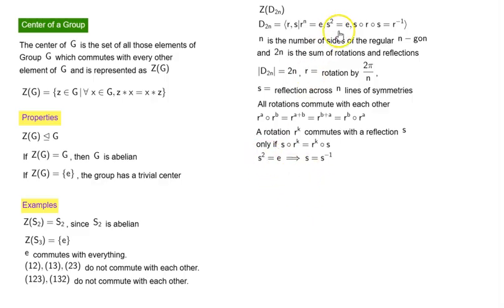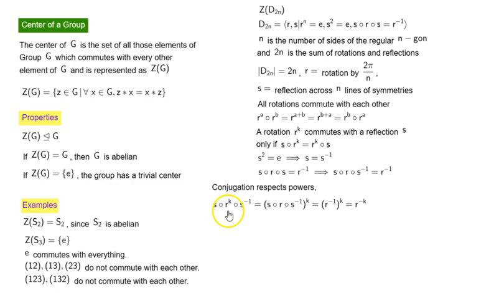S squared is equal to e. That's a part of the definition of the group itself. Which means we can say s is equal to s inverse. Now let's take the other part of the definition. s times r times s is equal to r inverse. Now s and s inverse are inverses of each other, so we can write this as s times r times s inverse is equal to r inverse. Conjugation respects powers.